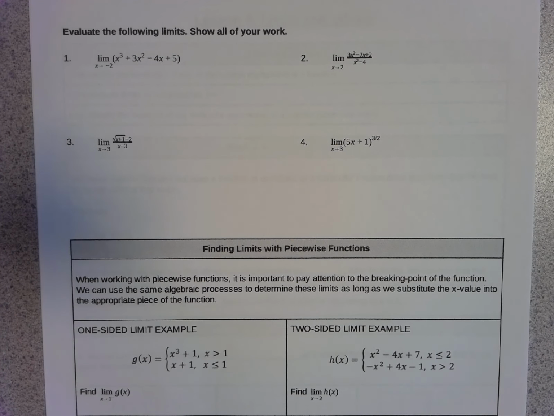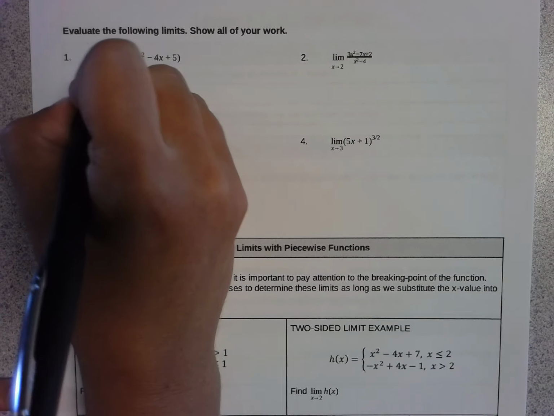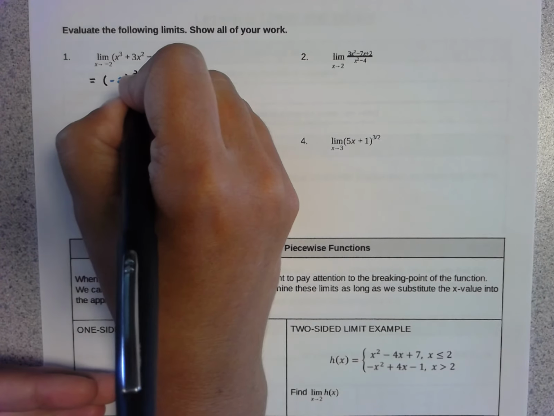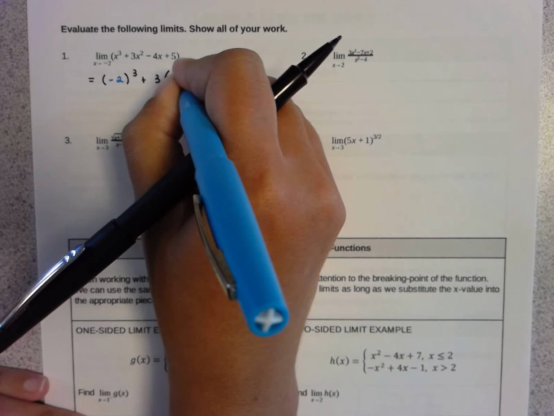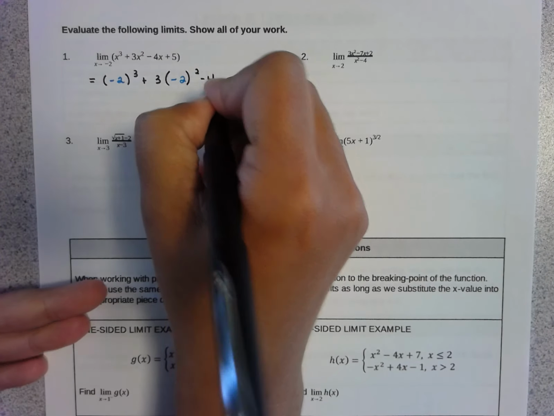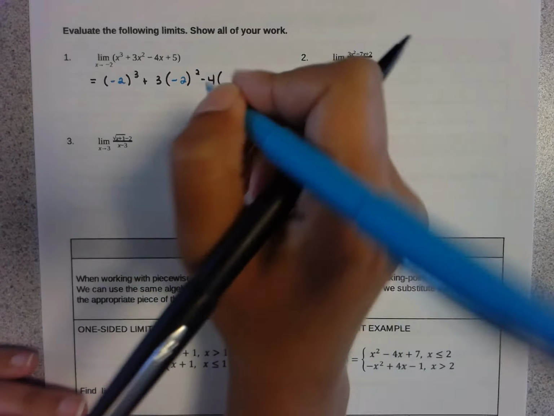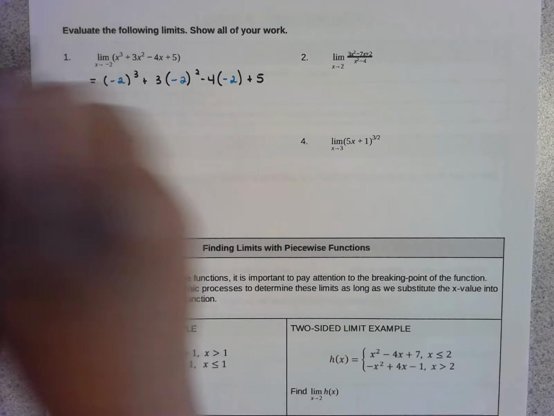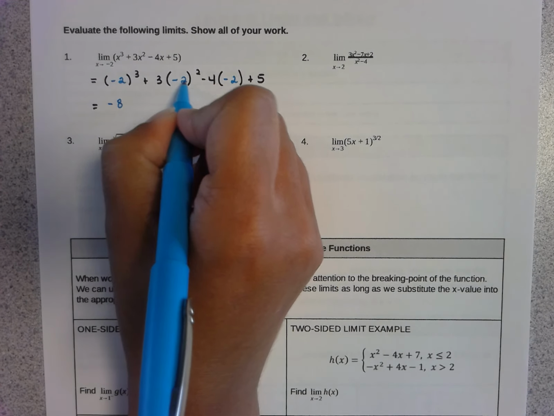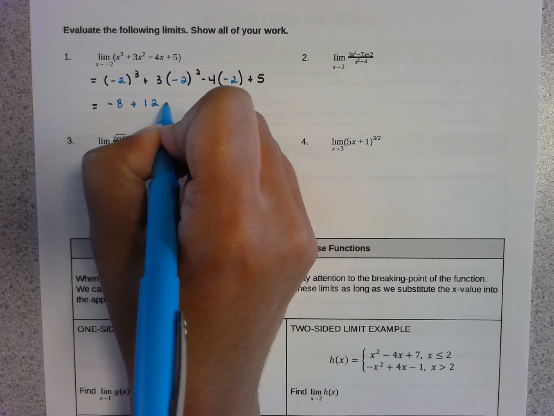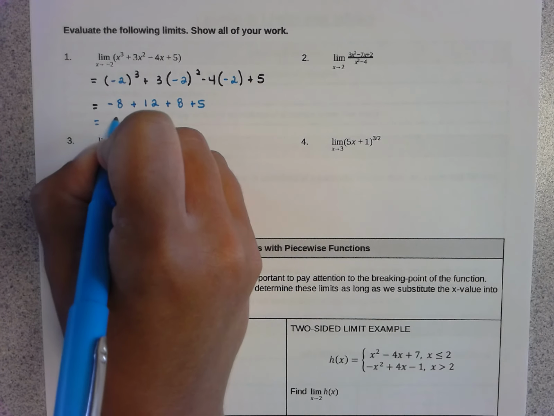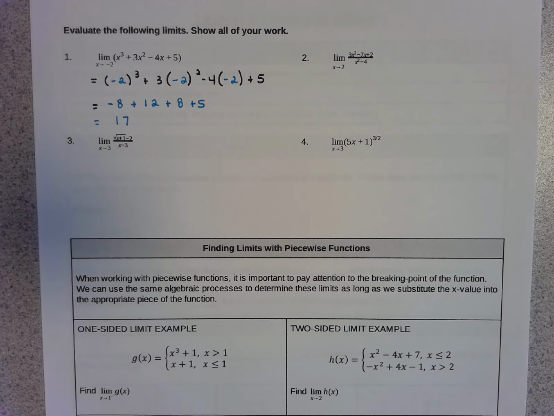For problem number 1, we're asked to find the limit as x approaches negative 2 of this function. And remember, the first option, and the one we always want to try first, is just direct substitution. So I would simply substitute in the negative 2, which gives us negative 2 cubed plus 3 times negative 2 squared minus 4 times negative 2 plus 5. Now, when we simplify this, we're going to have negative 8, and then negative 2 squared is 4, so plus 12. Negative 4 times negative 2 is plus 8, plus 5. And negative 8 and the 8 cancel, so 12 plus 5 is just 17. So in this case, direct substitution works.